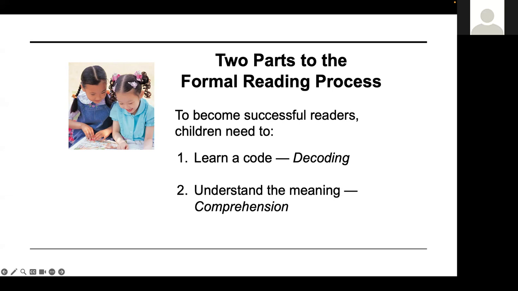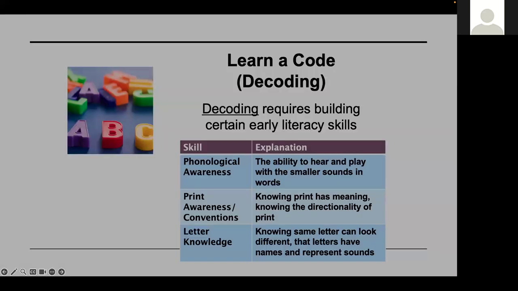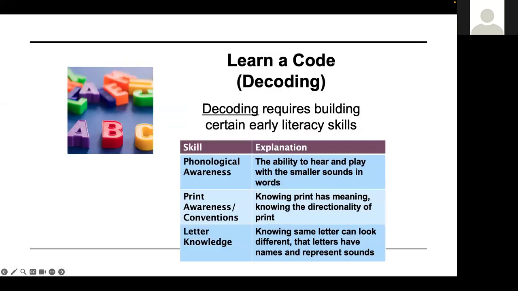They need to understand the meaning, and that's comprehension. So children need to understand or comprehend what print says. They need to learn the meaning of individual words, and they need to understand the meaning of the books or the stories that they read. So those are the two key areas. So remember that children need these two parts.